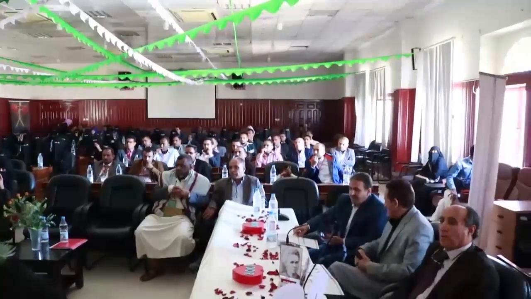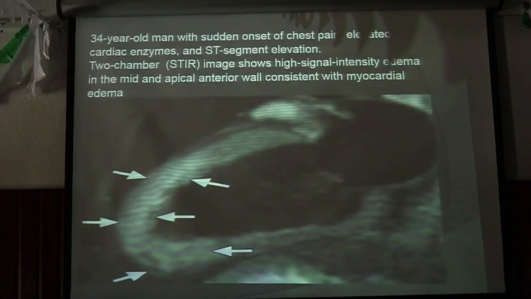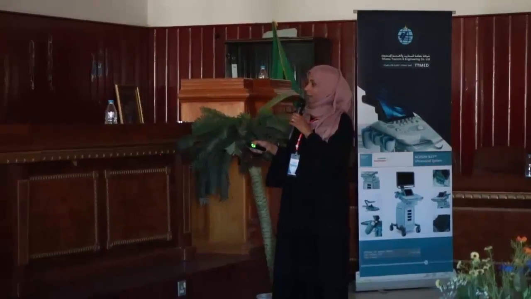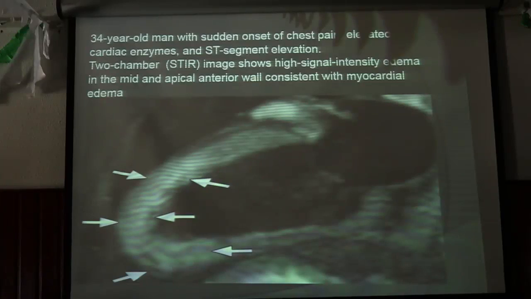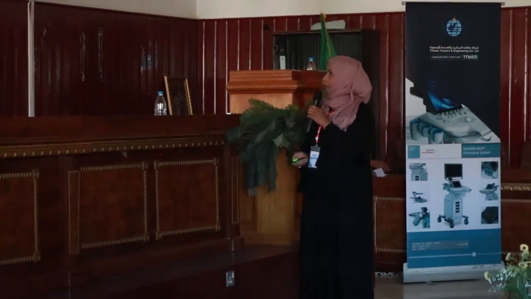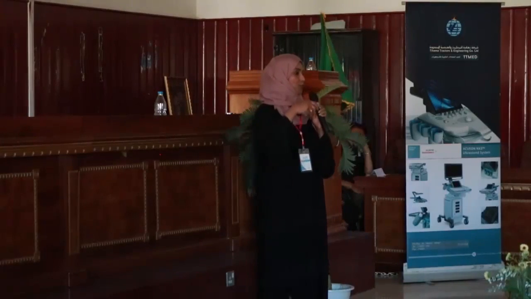Now we came to case examples. I think this is the most interesting part of my lecture. This is a 34-year-old man with sudden onset of chest pain. He has elevated cardiac enzymes and ST segment elevation. This is a two-chamber short axis view showing thickening and edema of the mid and apical anterior wall, consistent with myocardial edema.